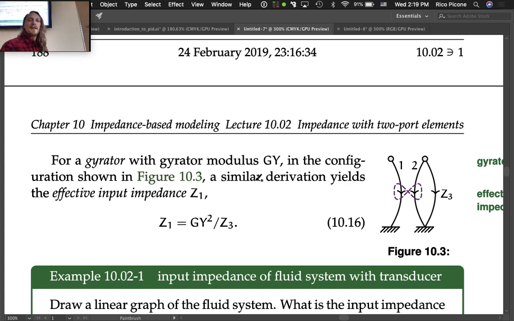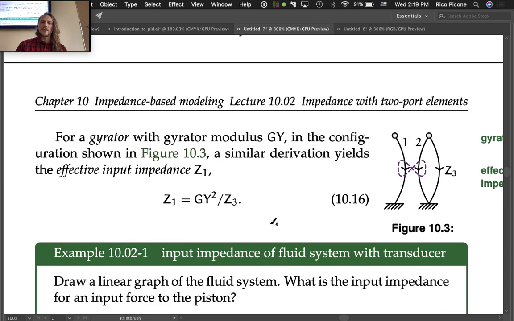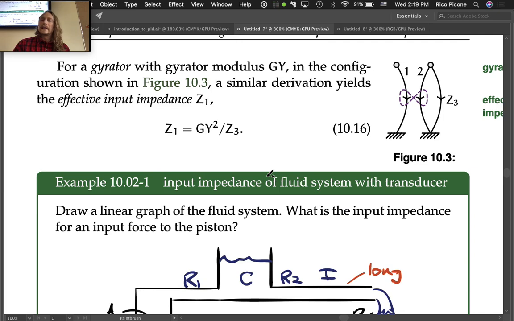So the impedance of this Z3 side over here on the one side of the transducer of the gyrator is the gyrator ratio squared divided by Z3. So it's a different relationship, but it's related, I guess. Similar to the transformer relationship. So this is our impedance on side 1 of Z3. This is how the gyrator reflects the impedance through it. Now let's look at an example, shall we?